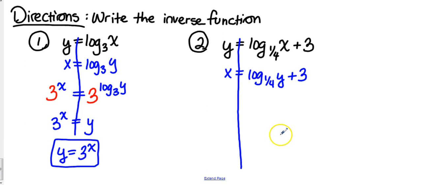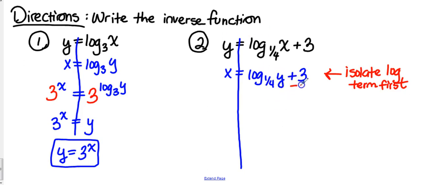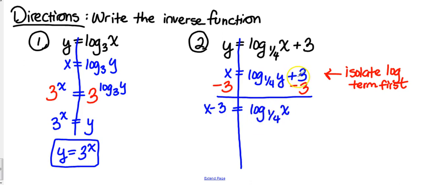But before I can raise up to the same base, we need to isolate the log term first. So that means that we need to subtract 3 from both sides. I'll have x minus 3 equals log base 1/4 of y. Now that the log term is by itself, isolated, now we can go same base.